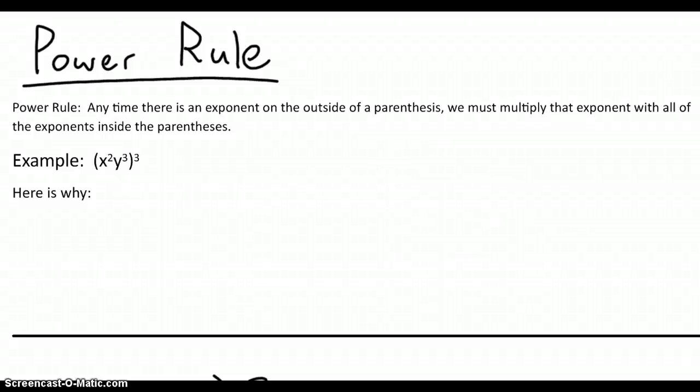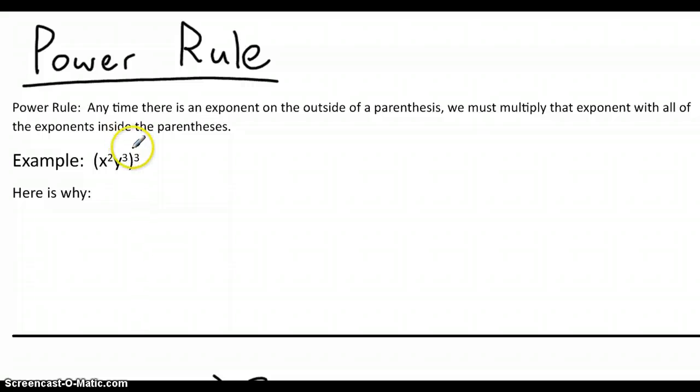Hello, here we're going to be looking at the power rule in terms of the rules of exponents that we have been studying. So the power rule says that anytime there is an exponent on the outside of parentheses, we must multiply that exponent with all of the exponents inside the parentheses. I know we kind of compare this to the distributive process. Now it's not called that, this is just the power rule, but it's a similar idea. So every exponent on the outside of parentheses must multiply by all the exponents on the inside.